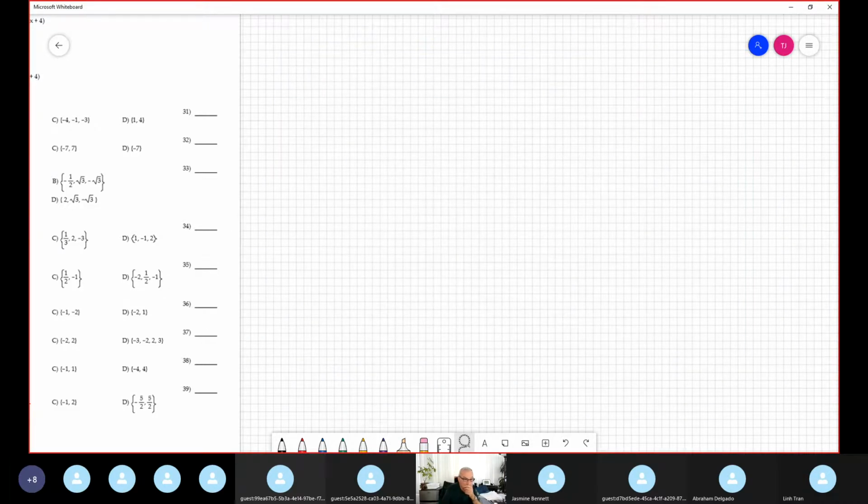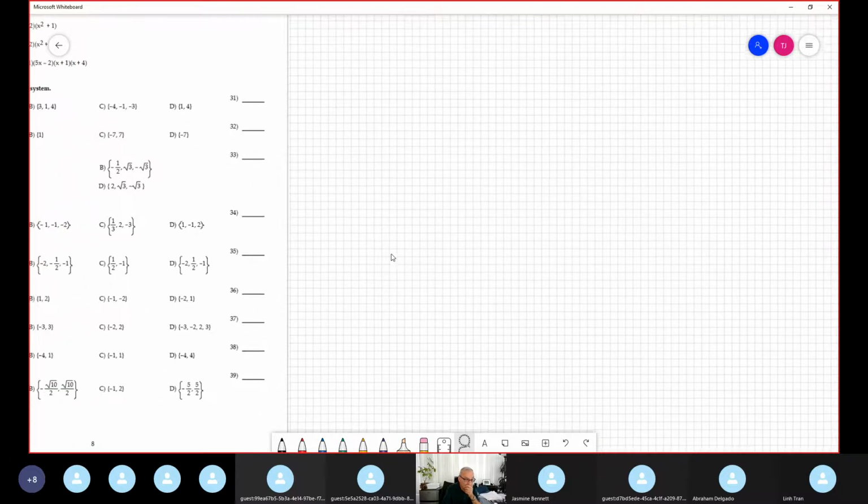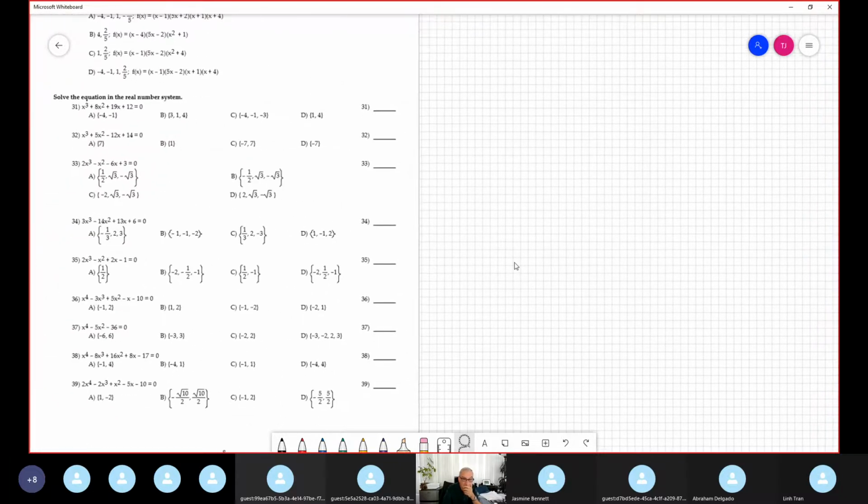Let's move on to 33. 33 is 2x squared, no, cube, sorry, minus x squared minus 6x plus 3 equal to 0. Solving this, solving the equation in the real number system.